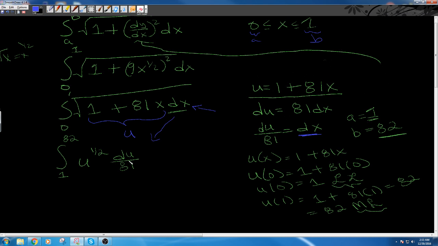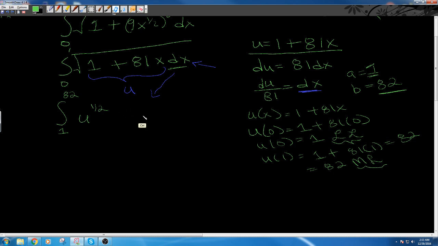So what we can do is, since du over 81 is the same as 1 over 81 times du, we can just change this to du and pull that 1 over 81 out front. Now this makes things look better.